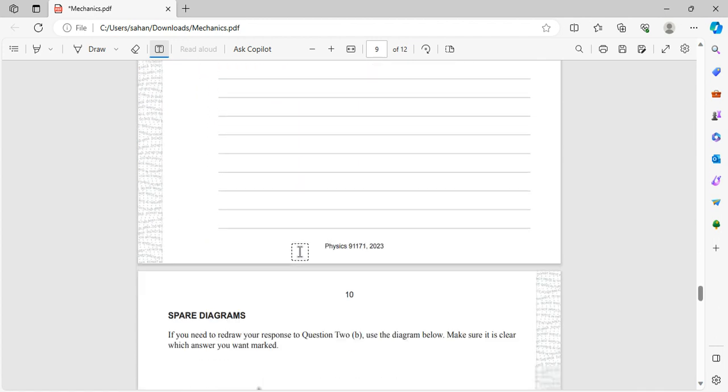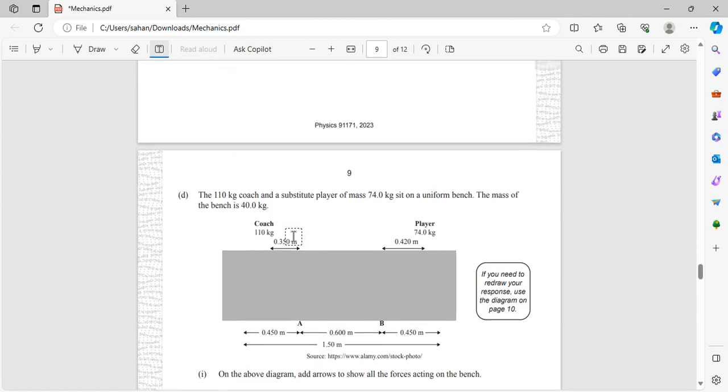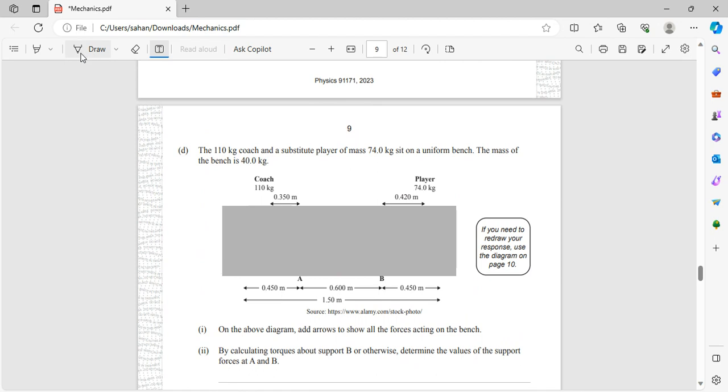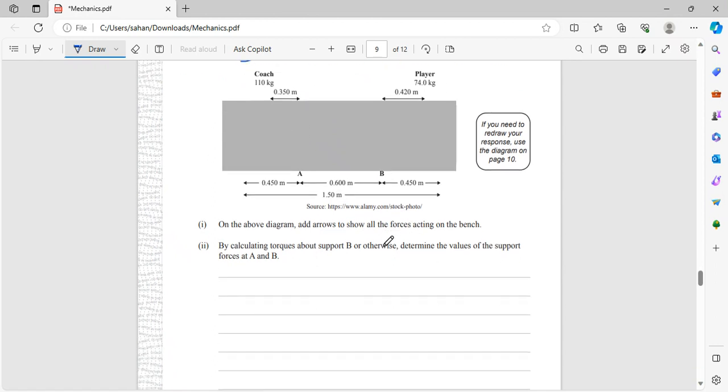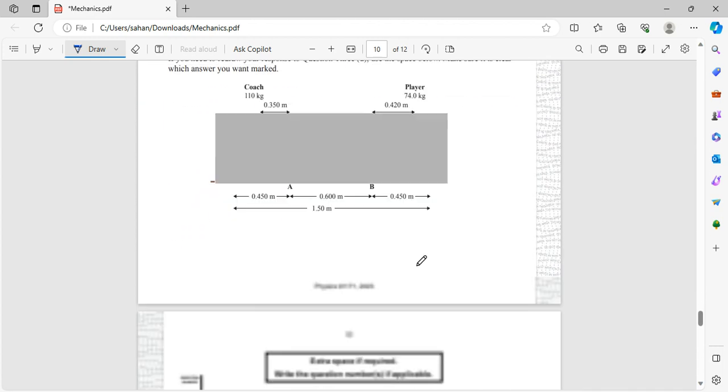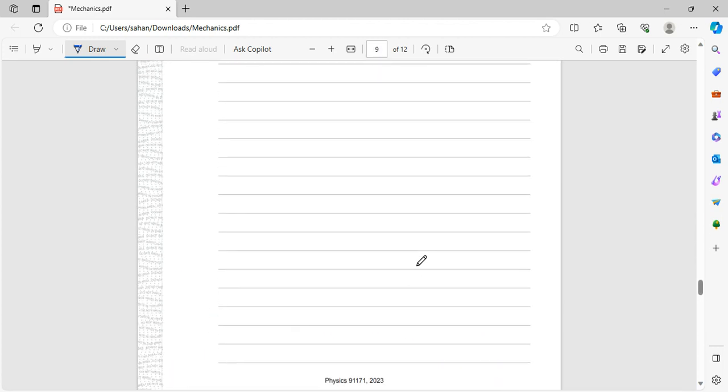Oh, great, the torques question. Is that the last thing? Yes. Okay, so we'll be done soon. That's great news. Okay, so we have a coach and a substitute player, sorry. This guy and this bench. Okay, alright. I see what's going on. They want us to add arrows to show all the forces acting on the bench. I'm guessing that there's no photo here either. Okay, cool.